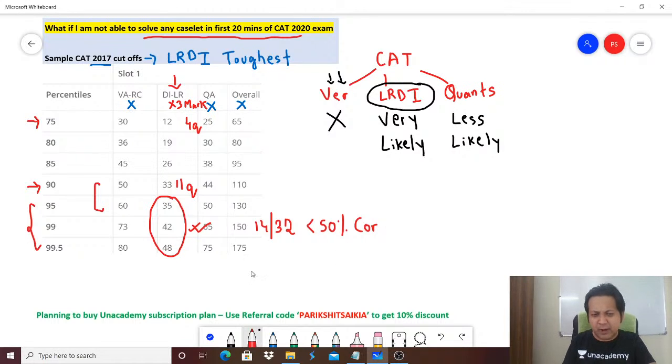And 99.5 is exactly 50%, right? 16 correct out of 32 is exactly 50% correct. Now, why did I say so?